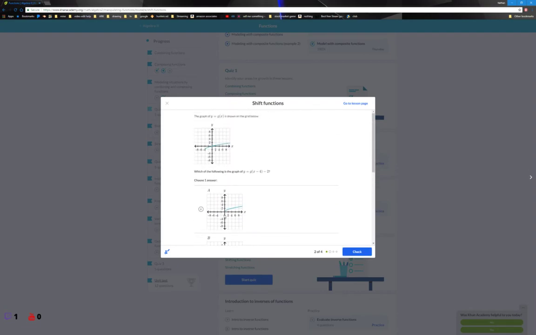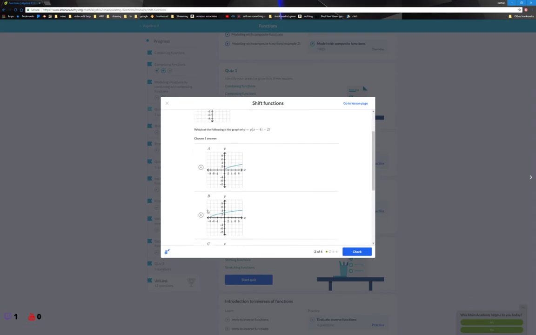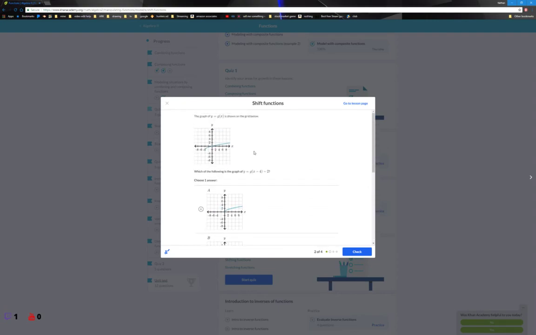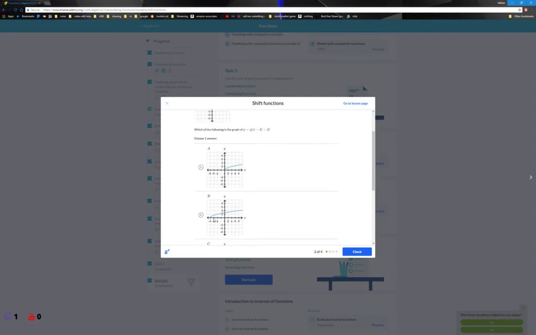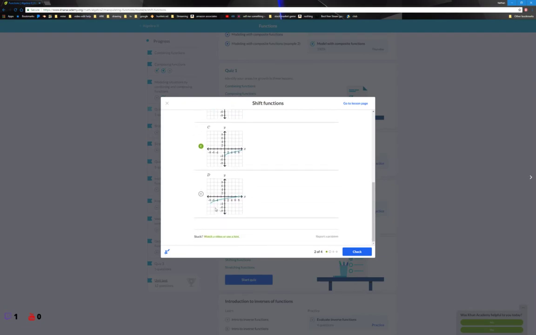This one wouldn't work because they went up 2 for the vertical shift. This one wouldn't work because they went backwards. They did a negative shift for the horizontal shift. And this one they also did a negative shift for the horizontal shift, but they went down 2 correctly. This one they went up 2.